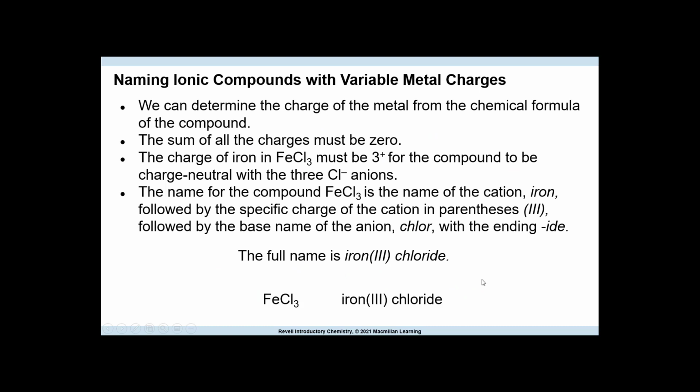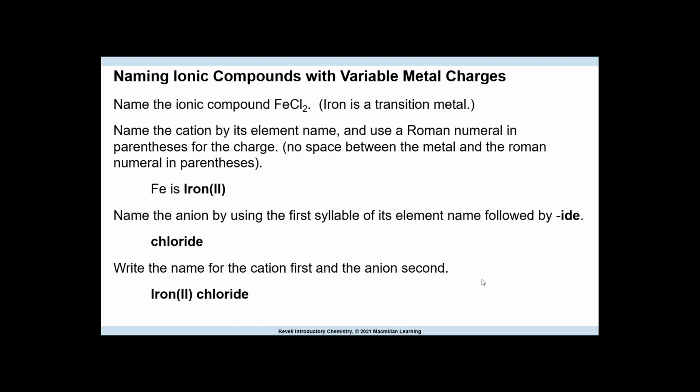All right, these are my slides again. We can determine the charge of the metal from the chemical formula. The sum of all the charges must be 0. The charge of an iron in iron 3 chloride must be a 3+ for the compound to be charge neutral with 3 chloride ions. The name of iron 3 chloride is the name of the cation, ion, followed by a specific charge in the parentheses. So this is just review. Followed by the base name, which is chlor, and ending with the "ide." The full name is iron 3 chloride. This is just a review because there's a lot of naming and a lot of different rules.